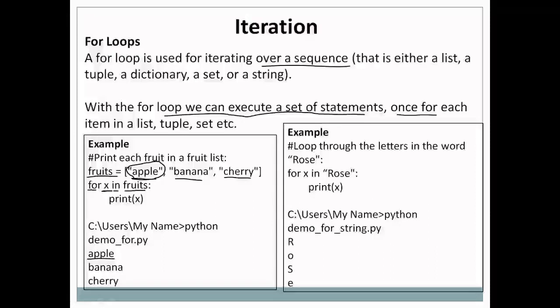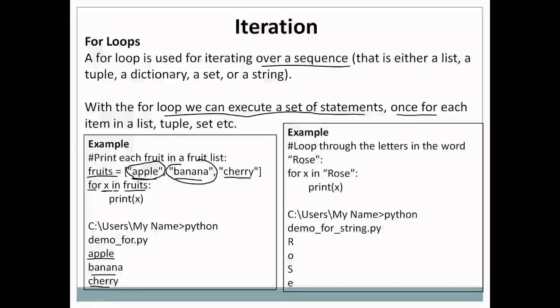Again it goes back to the for, and when the loop is executed the second time, the second value from the sequence is assigned, that is banana is assigned to x, and it will print banana. The third time, cherry is assigned to x, and it will print cherry. The next time, as there are no elements present in the sequence, the loop ends at this point and comes out of the loop. For every element in the sequence, the loop body is executed once.